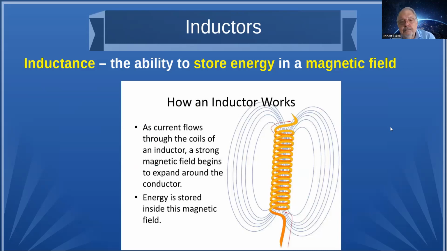So as the current flows through it, it starts building up a magnetic field, similar to when we charged up the capacitor. Except in this case, we're storing energy in the magnetic field as opposed to the electrostatic field. So as long as there's current flowing through this inductor, there's going to be a magnetic field.